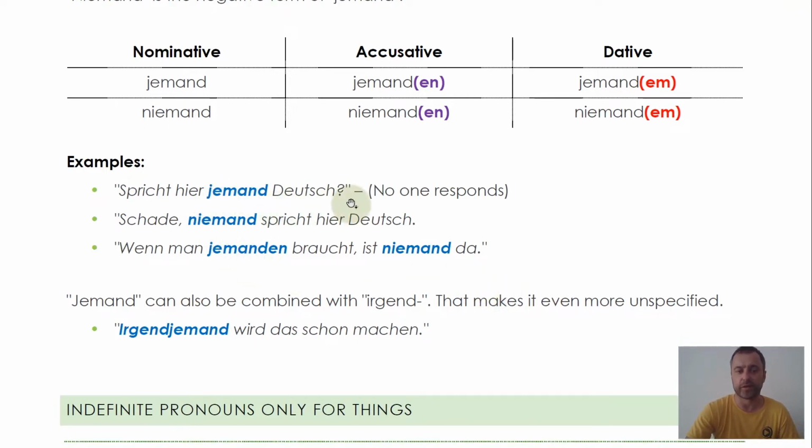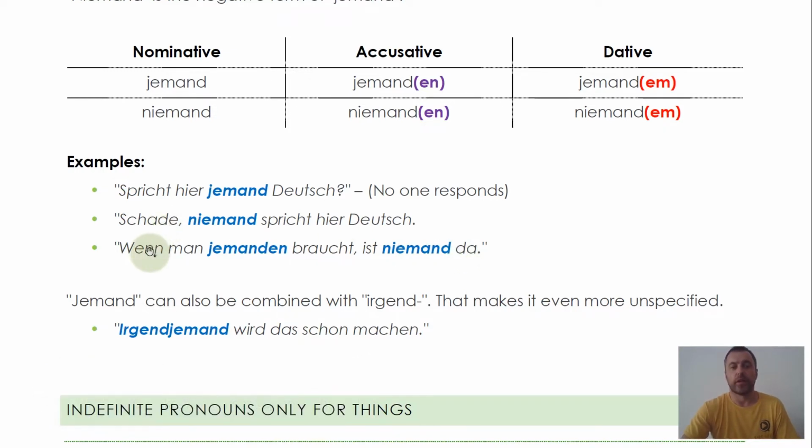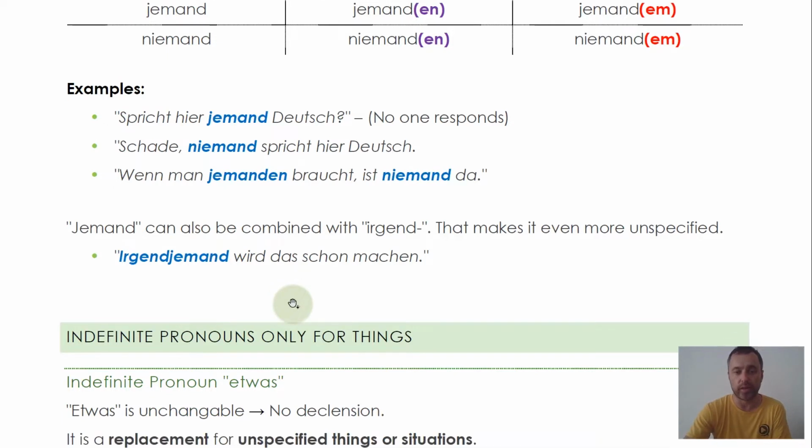Spricht hier jemand Deutsch? Does somebody speak German here? Probably, maybe, or hopefully somebody responds, but in my example, nobody responds. So, schade, niemand spricht hier Deutsch. So, bad. Nobody speaks German here. Wenn man jemanden braucht, ist niemand da. When you need somebody, nobody is here. So that's the exact same thing like somebody and nobody.